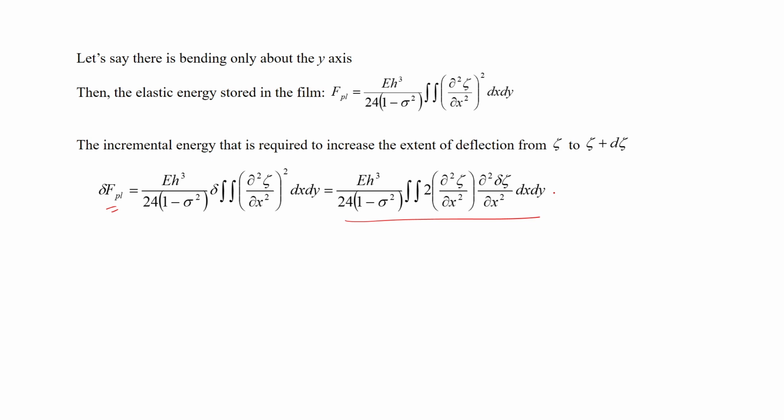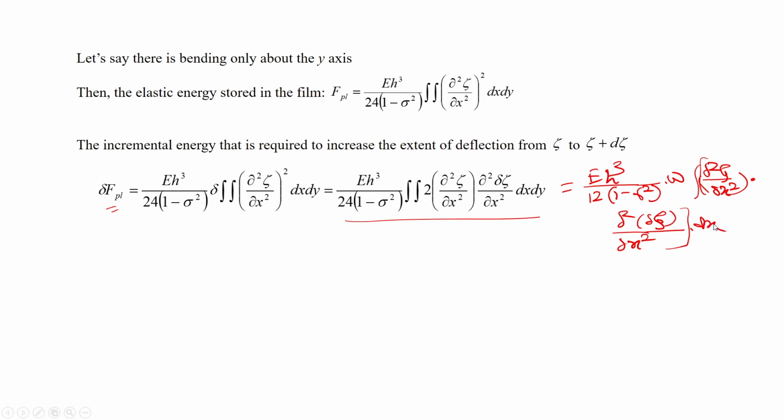So I can simply write it as E h cube by, let us say the 2 goes out, so it is 12 into 1 minus sigma square, into the width, let us say it is w, and therefore the integration of del square zeta by del x square into del square delta zeta by del x square, dx. It is like that. Now we have to do this integration.